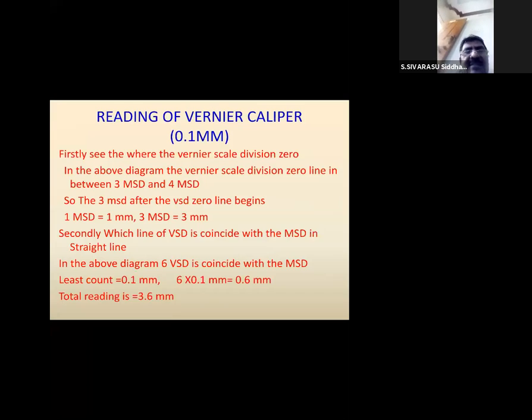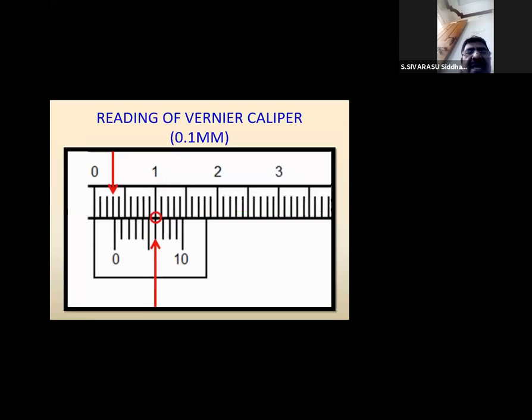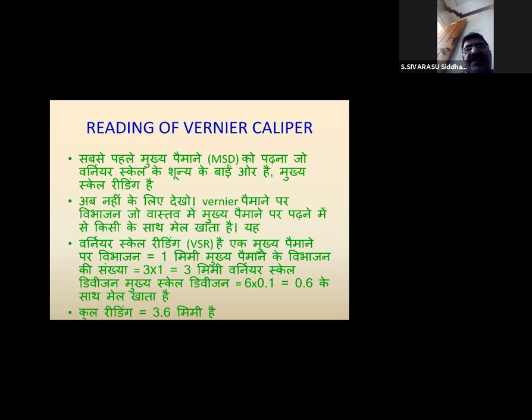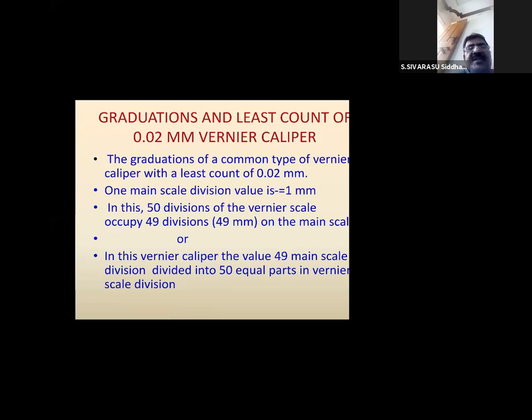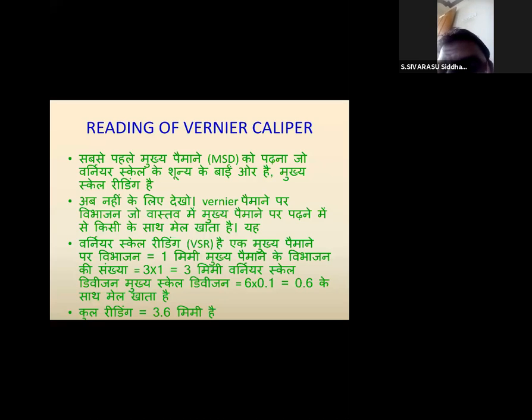Now you can see that after the 3, the vernier scale 0 reading starts. The main scale reading is 3 into 1 mm, that is 3 mm. The vernier scale division that coincides with the main scale division is 6. That 6 means 6 into 0.1 mm, you get 0.6. The total reading, when you add them, is 3.6 mm.